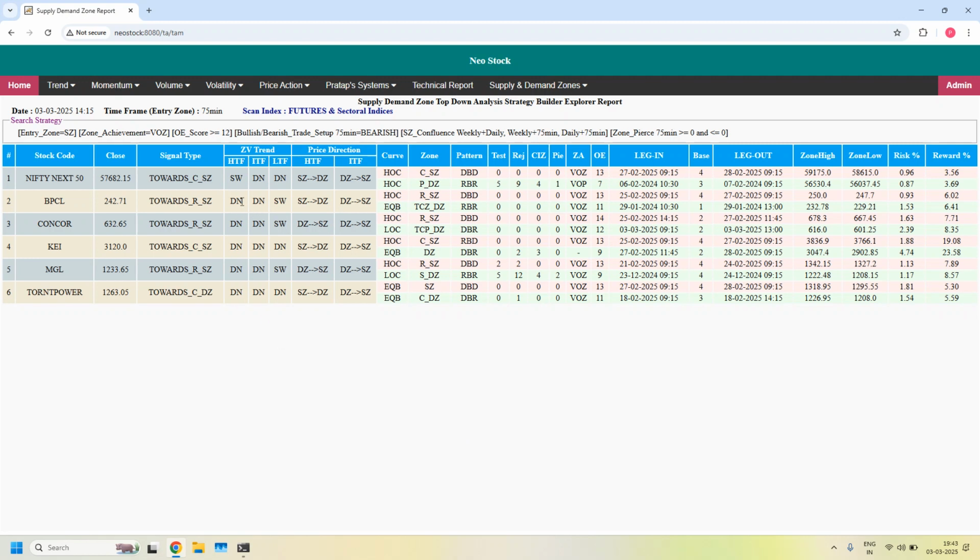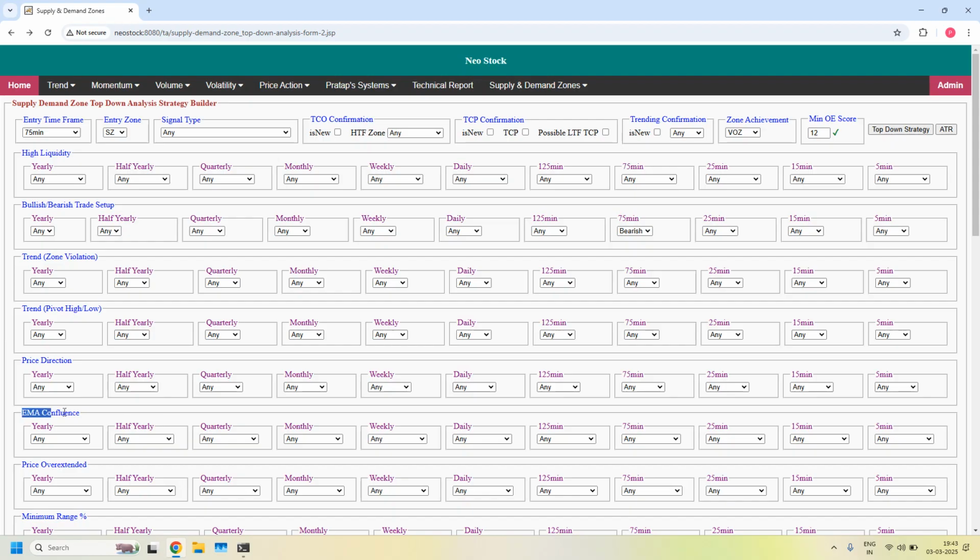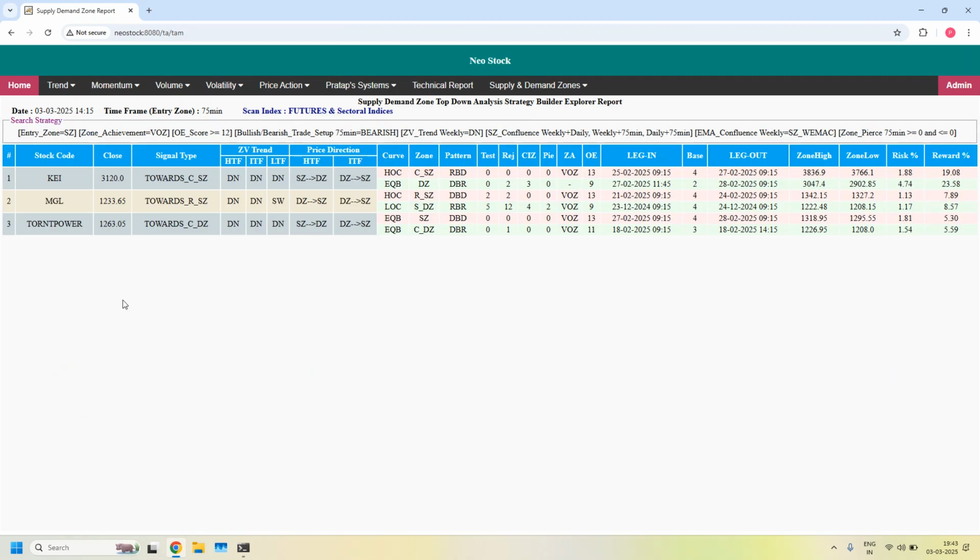And weekly trend is down in all the stocks except the first one. So leave the first one. If the remaining stocks have weekly supply zone with weekly EMA confluence, then they are even more high probability trade setup supported stocks. Let us verify. In the EMA confluence weekly time frame, we are checking whether the weekly supply zone has weekly EMA confluence or not. And also the trend on the weekly should not be sideways. It should be downtrend, because it is a bearish trade setup. So with these filters, we got 3 stocks. So these 3 have even more high probability of success.